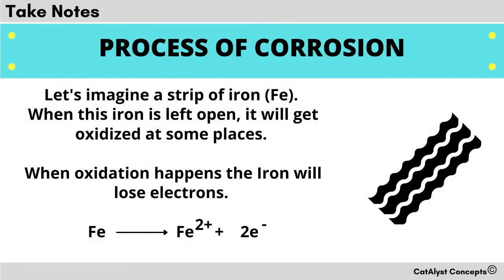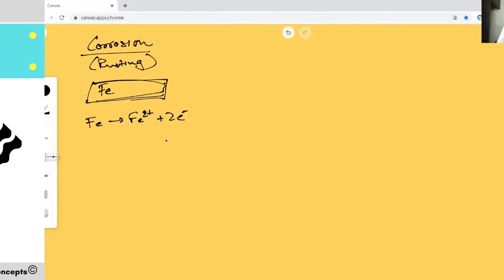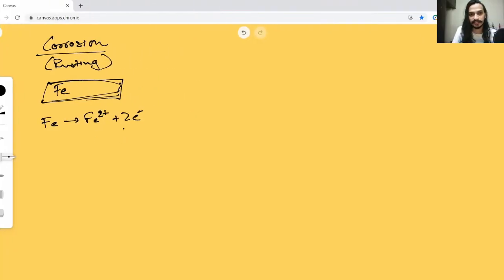Now we know that electrons get conducted in a metal very easily, right? Since these two electrons are now free, they keep running around the entire piece of metal. And at some point, they are going to go through another reaction. This is where these electrons are going to get used up. That reaction is nothing but the reaction with oxygen that's present in the air.